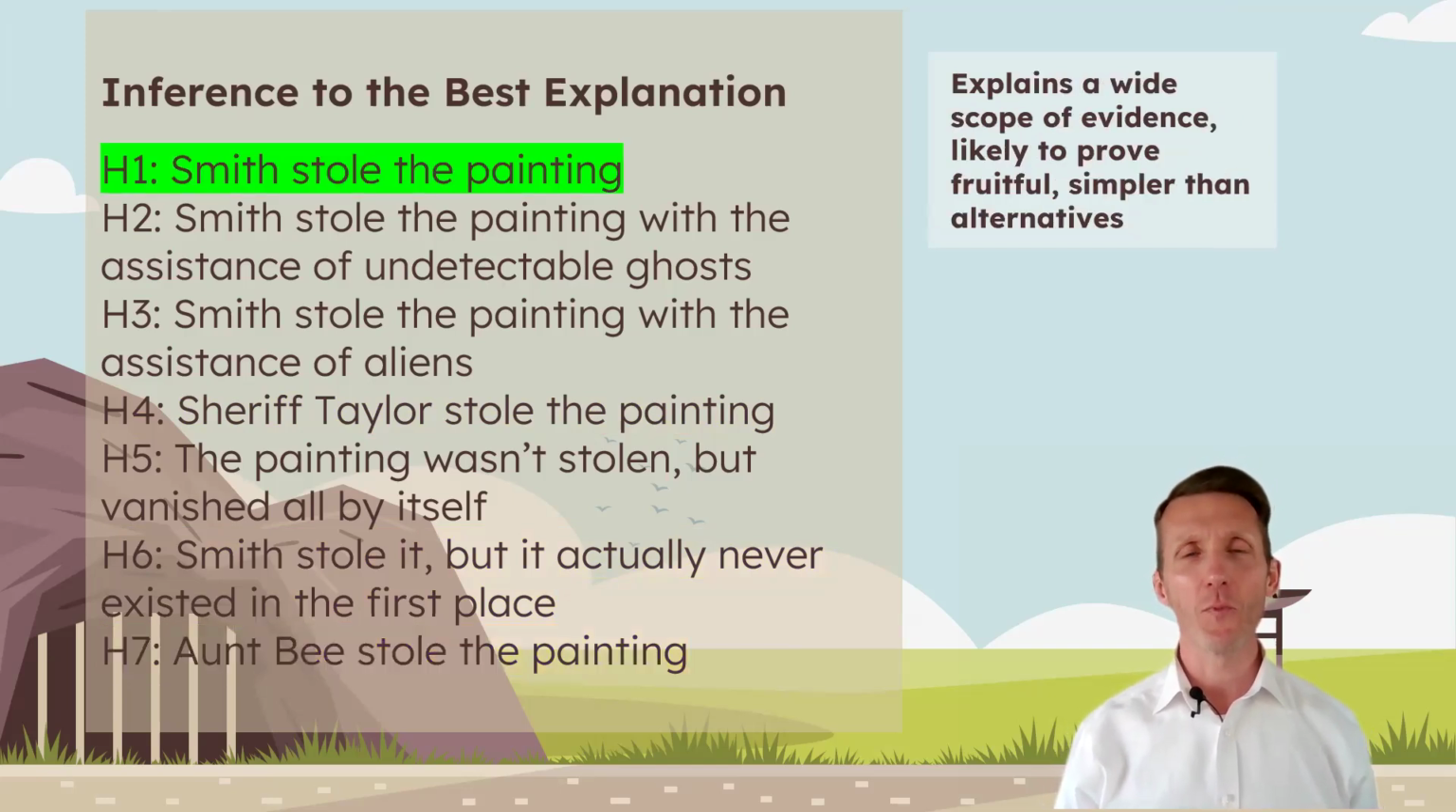H1, Smith stole the painting. It explains a wide scope of evidence. It's likely to prove fruitful. If we start looking into Smith, we're probably going to find other evidence, and it's simpler than the alternatives.